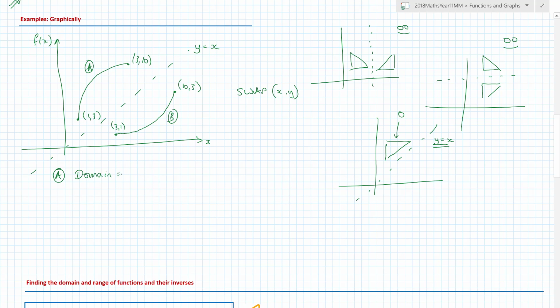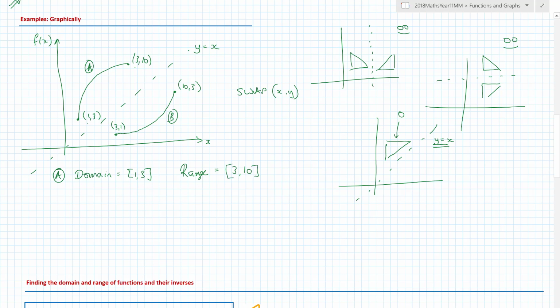Well, the domain is the possible x values. The lowest x value is 1, the highest x value is 3, so my domain is [1, 3] in square brackets because it includes it. And what would my range be? Again, my range is the y values that are possible. The smallest y value is 3, and the biggest y value is 10.